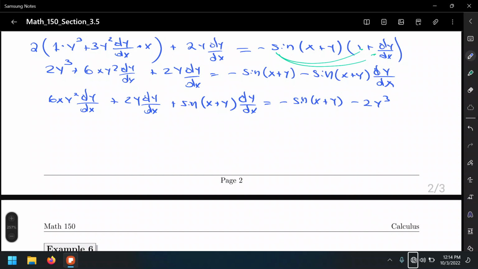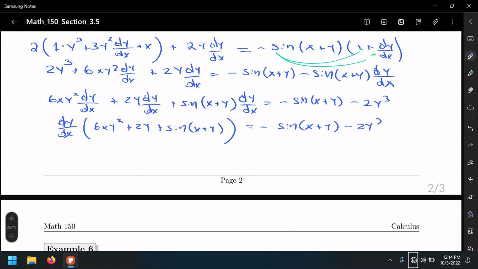So the idea of having all the terms that contain a dy dx on the left hand side is so we can make it a common factor and then just divide out what we are left with when doing the factoring. So in this case, dy dx times 6xy squared plus 2y plus sine of x plus y equals negative sine of x plus y minus 2y cubed. And to get dy dx by itself, just divide by this whole madness we have in here.